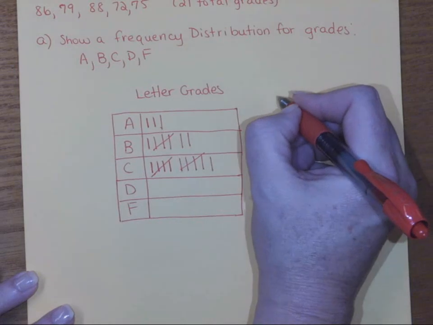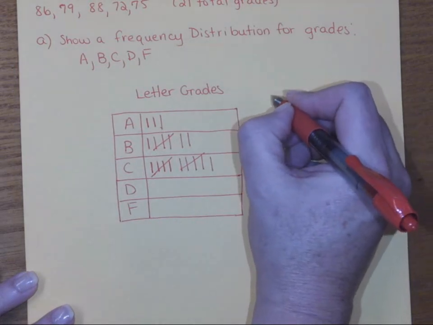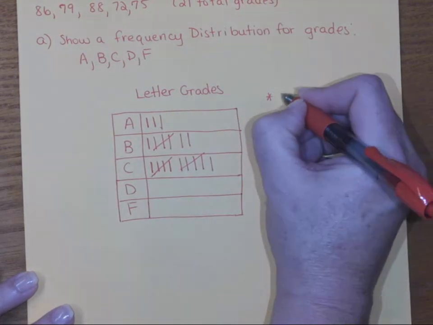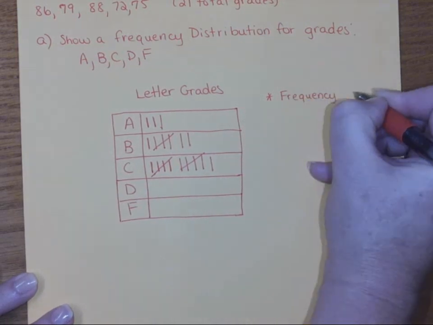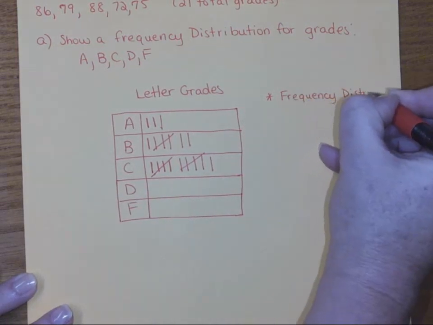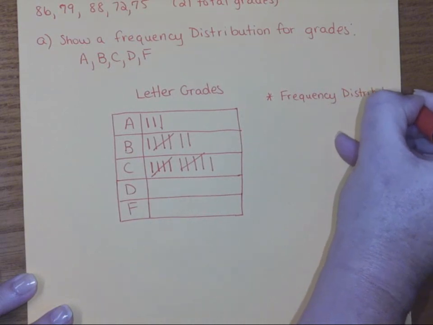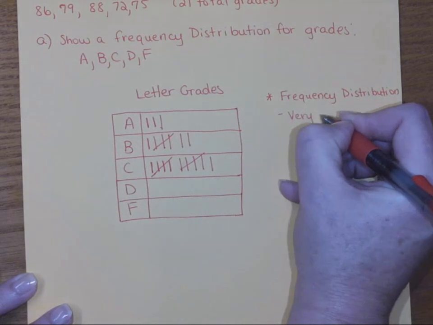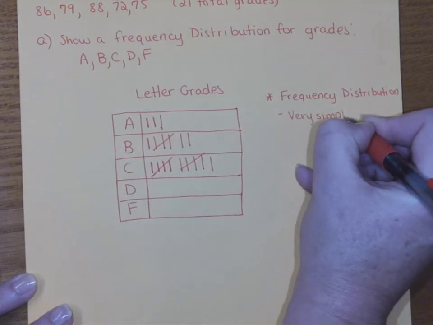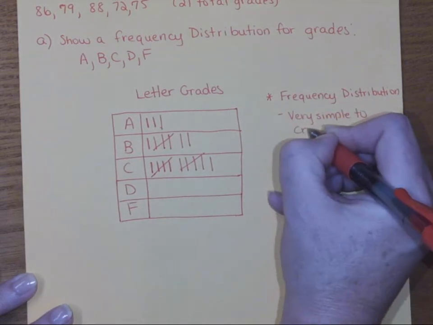So let's talk about some benefits for a frequency distribution. Frequency distributions are really easy to read. They're really easy to create as well. I think most of our elementary students could do a tally count like that. So I'm going to say they're very simple to create and read.